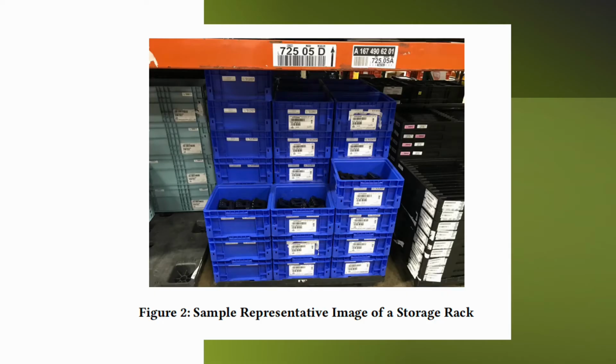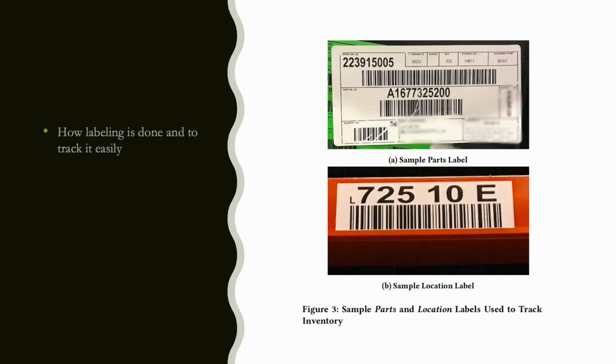This is a sample image of a storage rack where we can see the barcode on the rack. Labeling is done for every product to track it easily by scanning the barcode. They make sure for every product that they can check the current status of the product, where it's going to be processed, or any information regarding the product.